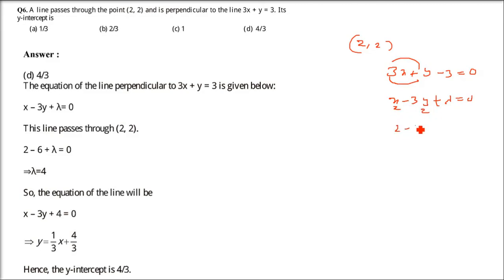This line is passing through (2, 2). In place of x put 2, in place of y put 2, and you get lambda as 2 - 6, which is -4. Lambda will be -4 here.